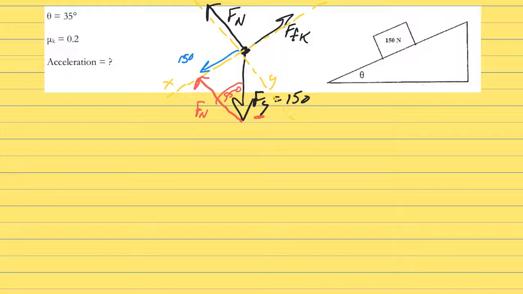It's 150 times the sine, because it's opposite of 35. Force normal will be 150 times the cosine of 35. And I should have everything I need. Let's attack this bad boy. All right, F equals ma.